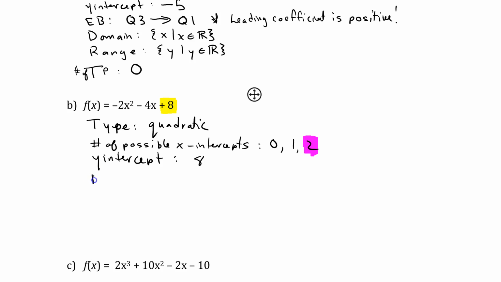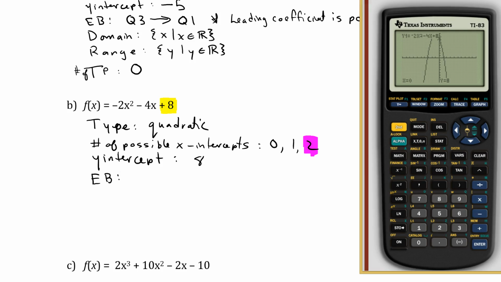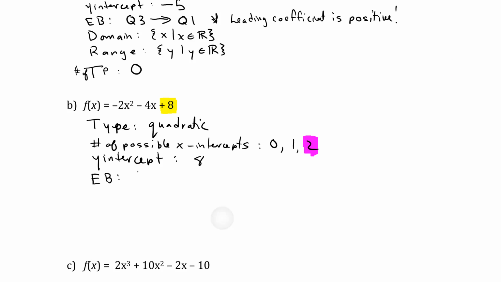After that, we have end behavior. We're noticing that it's going from quadrant 3 to quadrant 4, and this is because the leading coefficient is negative. If it were positive, we would have a parabola that opens up, and so it would be going from quadrant 2 to quadrant 1. However, in this one, we're going from quadrant 3 to quadrant 4.